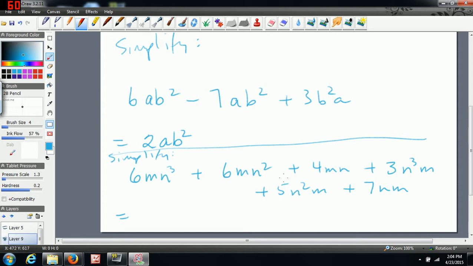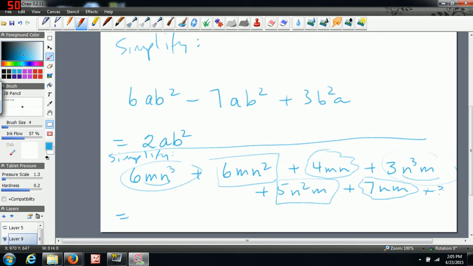And then this is also not like to either of these because it has the n only raised to the power of 1. Now if you look here, you've got an n cubed and an m, and you've got the same thing here. The order of these doesn't matter, so this is actually like with this term. And then over here we've got n squared m, and same thing here. The order of the way the variables are written doesn't matter. So these two are like terms. And then we've got 4mn plus 7nm. So these two are like terms to one another because they both have the same exponents for their variables, and even though they're written in a different order, it doesn't matter.